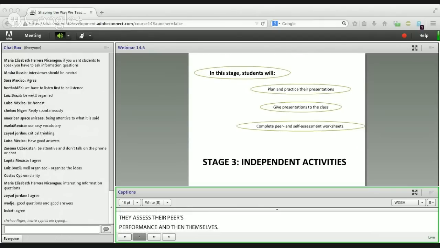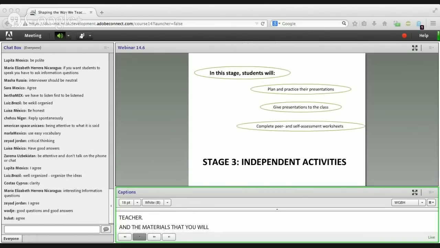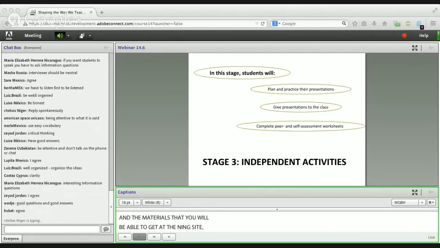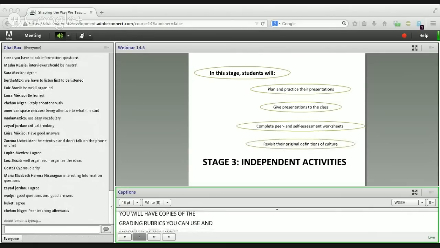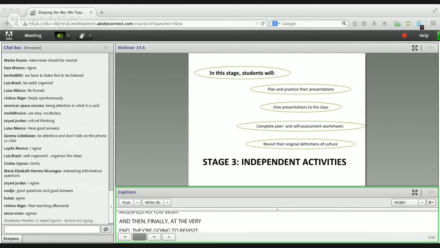In the materials that you will be able to get at the main site, you will have copies of all of the grading rubrics that you can use and modify as you wish. And then finally, at the very end, they're going to revisit their original definitions of culture to see maybe how they've changed during the project. That is so interesting.